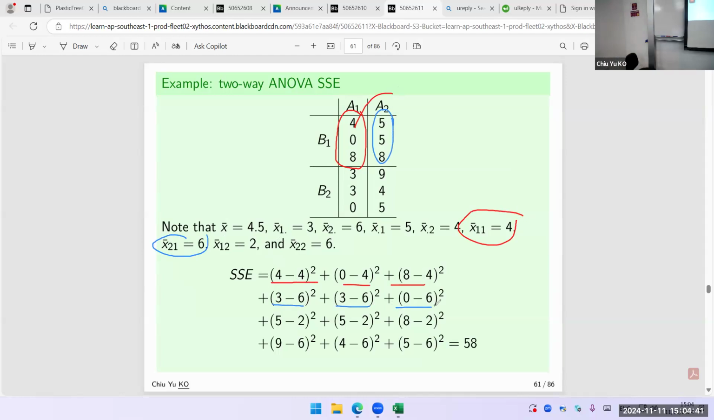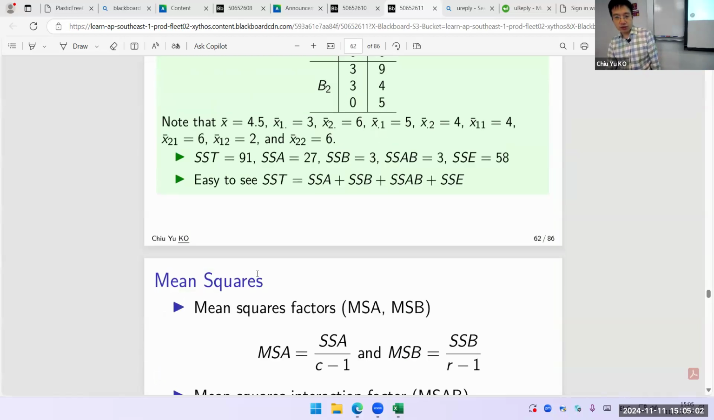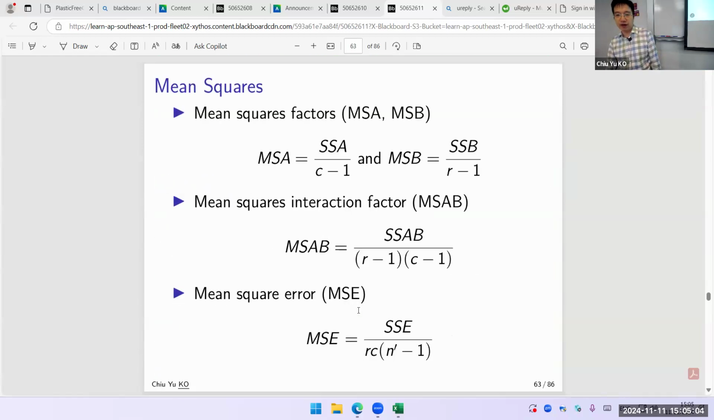Now we have SSA, SSB, SSAB, and SSE. And then we'll do the MSA, MSB, MSAB, and MSE, and that's it. And do the F test. That is the same thing. So we can show that the same, but here comes the second to last slide.